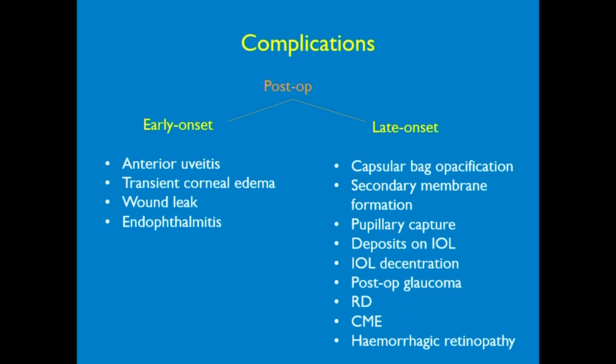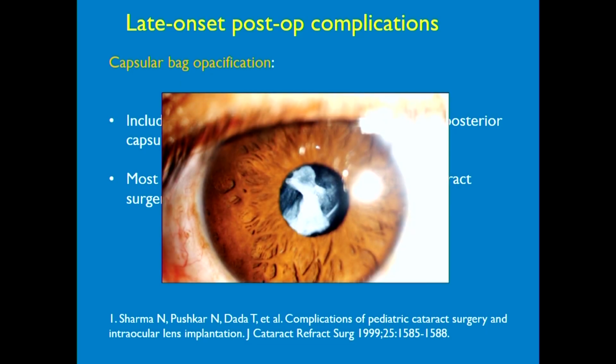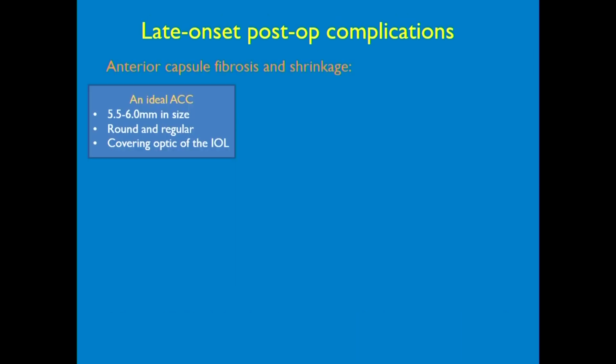Coming to the late onset complications, this is probably something we all face when we start doing pediatric cataracts, that is the visual axis opacification. In this group, the first one is capsular bag opacification. This includes opacification of the anterior, equatorial or the posterior capsule, and it is the most frequent complication following pediatric cataract surgery. You can get something as bad as this, where it often gets mistaken for a secondary cataract. It gets labeled as a secondary cataract because it looks like a membranous cataract, whereas actually it's a visual axis opacity. So again, how do we avoid this?